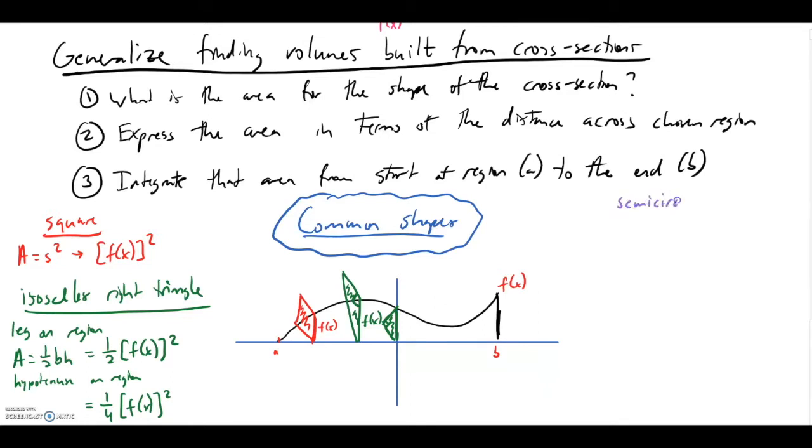Common shape number 3, a semicircle with a diameter built on the region. And that would look like this. Semicircle, built up, diameter stretching all the way across. The regular area for a semicircle would be pi times the radius squared divided by 2. But working off f of x being the diameter, the area for this cross section ends up being defined as pi over 8 times f of x squared.